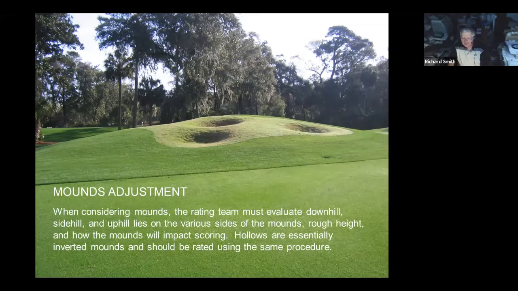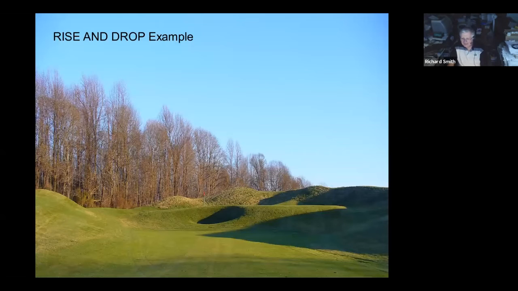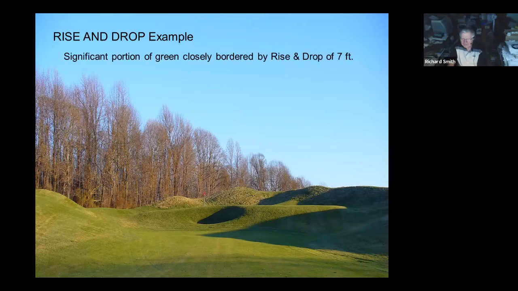Okay, evaluating the lie and stance you'd have and so on. Here's one that used to be called rise or drop. So if we say a significant portion of this green is closely bordered by rise and drop of 7 feet, that would now be an M+1, not an R+1 adjustment. So the adjustment is still made. It's just an M, not an R.